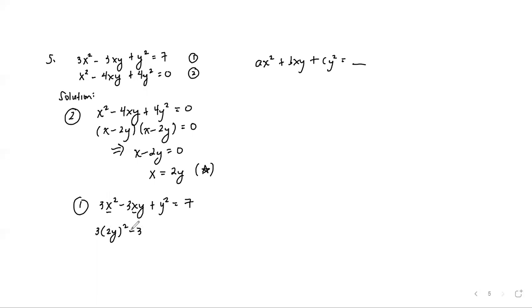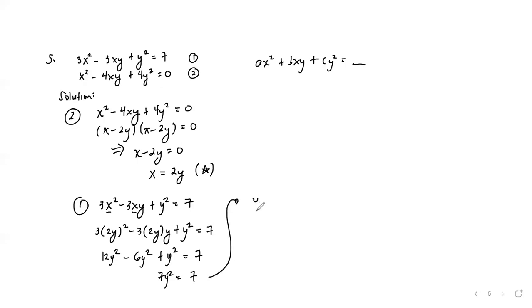So we get the quantity of 2y squared minus 3 times 2y times y plus y squared equals 7. So simplifying further, 2y quantity squared is 4y squared, and there is no extra factor. And then we have 3 times 2y times y is negative 6y squared. And then we have plus y squared equals 7. So adding like terms in the left side, we have 7y squared equals 7. And this would imply that y squared is equal to 1. And by the square root property, y is equal to plus minus 1.